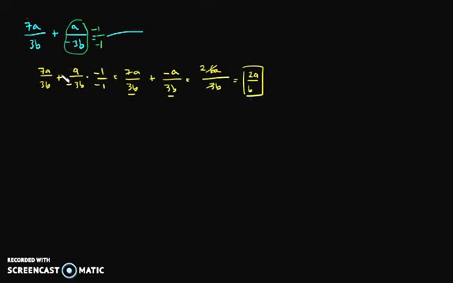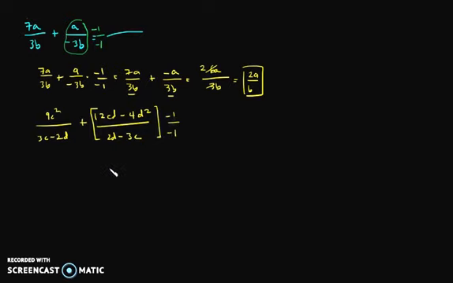Okay, so what if I have here 9c squared over 3c minus 2d, and then plus 12cd minus 4d squared over 2d minus 3c. By inspection, you can see that you don't have a common denominator. So what we need to do now is multiply the second fraction by negative 1 over negative 1.